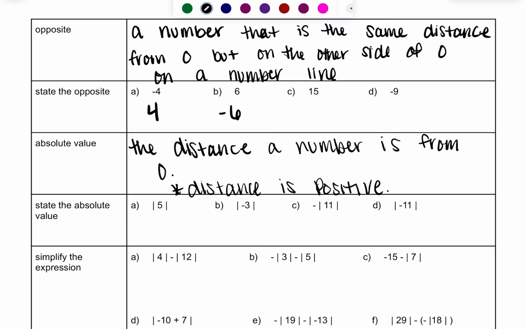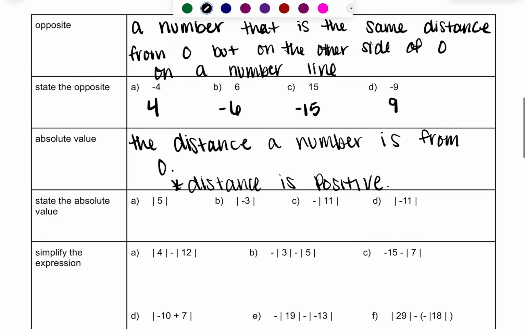For letter C, I have a +15. The opposite of a +15 is -15. And letter D, when I think of the opposite of a negative number, it's once again a positive. I do have a -9 here, so the opposite is a +9.